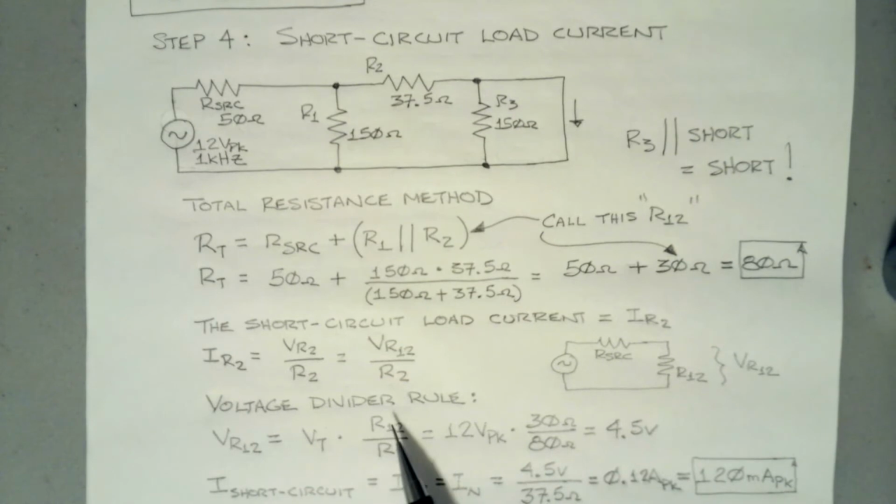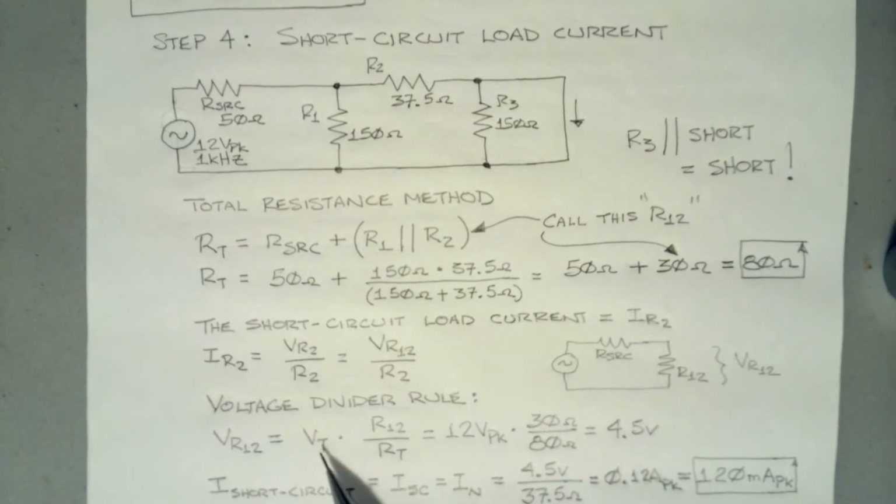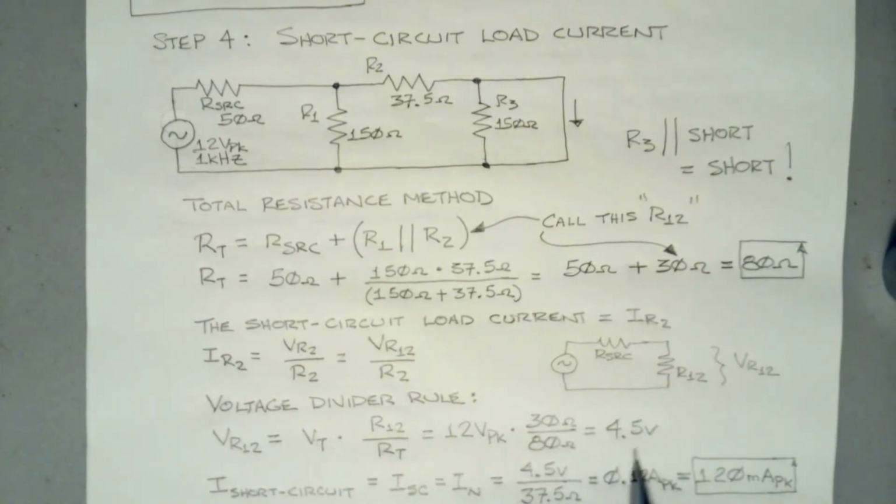You can think of it as, we want R12's portion of the total resistance times the voltage. Or you can just say, VT over RT is the current anyway. When I multiply that current times R12, I'm going to get the voltage across R12. You do all that and you get 4.5 volts.